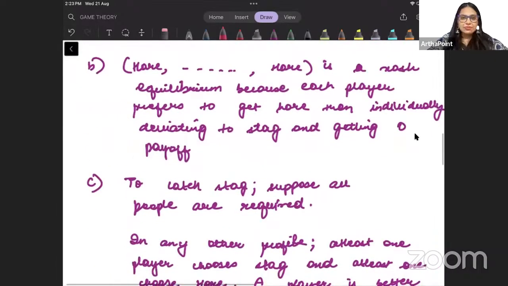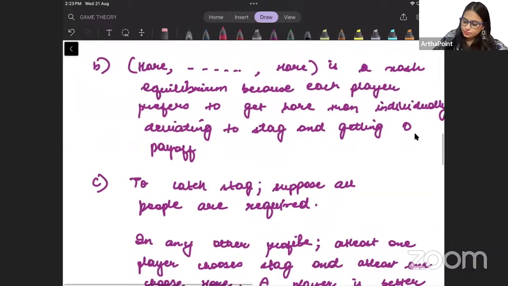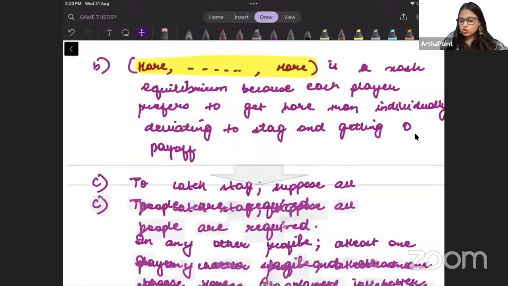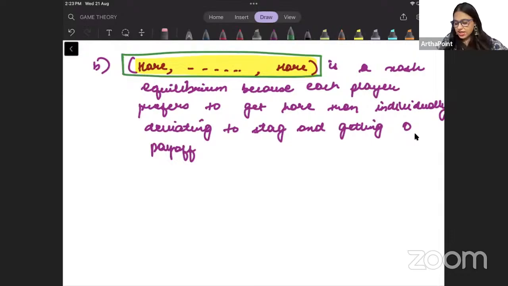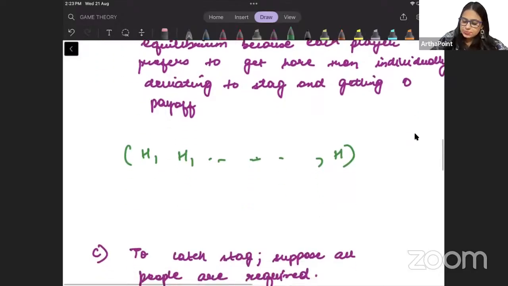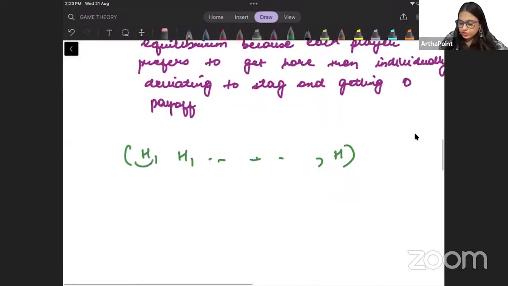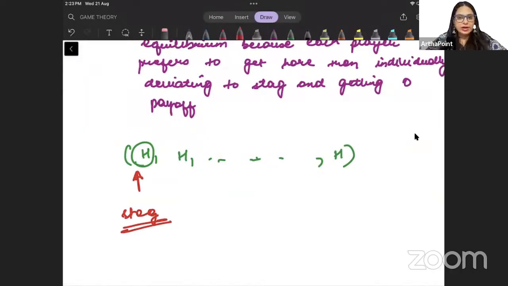My second claim is that everyone catching a hare is also a Nash equilibrium. Now look carefully. When everyone is catching a hare, each one is getting the small animal. Now suppose the first person decides that he wants to deviate and start looking for a stag, the big animal.